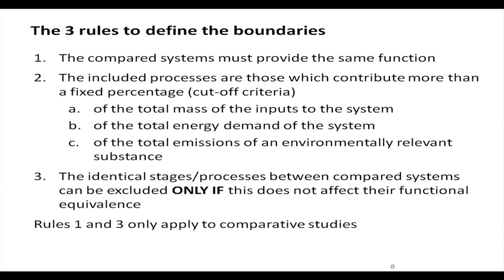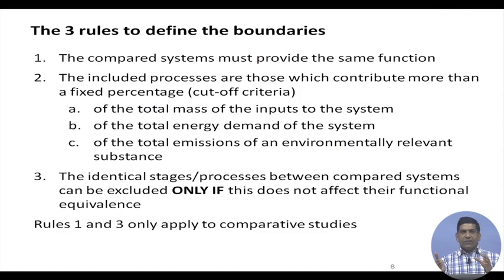Since most life cycle analysis is done comparatively, when you are trying to compare product A versus product B, or process A versus process B, those kinds of things. The included processes are those which contribute more than a fixed percentage. So there is a cutoff criteria which we talked about earlier. If you remember, we said more than 0.1%. So those processes are included which have a significant contribution, just to have a limit on the number of processes included, otherwise it gets too big.